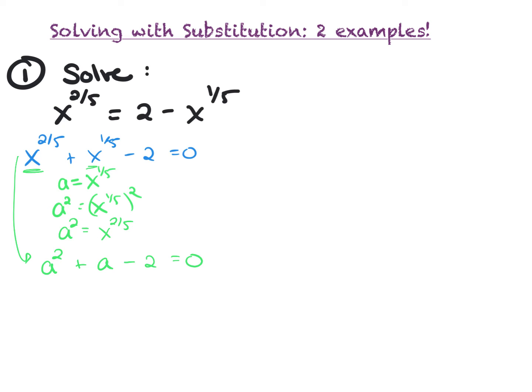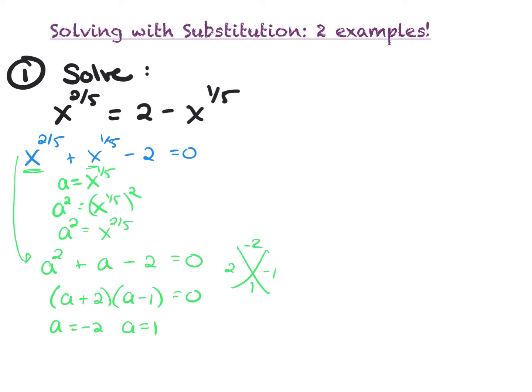That is a much nicer equation. I can factor that really well. The two numbers that multiply to be -2 and add to be 1 are 2 and -1. So this factors really quickly to a plus 2 and a minus 1 equals 0. And solving for a, I have a equals -2 and a equals +1.